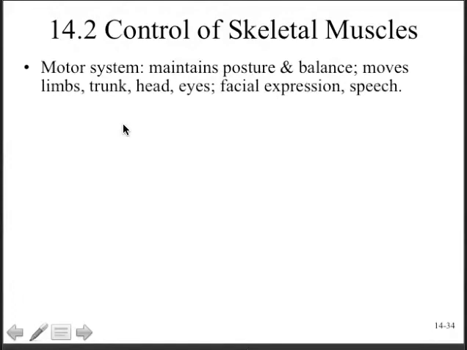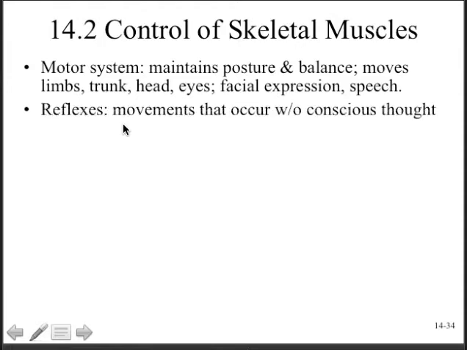Now, if we're considering how it is that commands get sent to skeletal muscle, what we have to determine is where, in fact, the intention to execute a plan begins. The motor system maintains posture and balance, and it moves the limbs, the trunk, the head, the eyes, the facial expression, and the speech. Reflexes are movements that occur without needing the input of the brain, so they occur subconsciously at the level of the spinal cord.